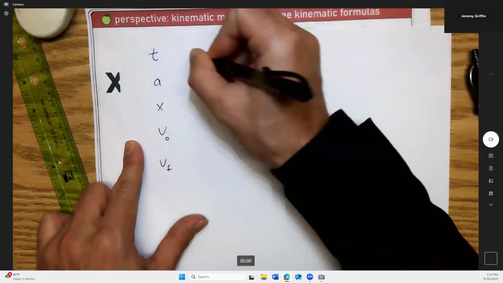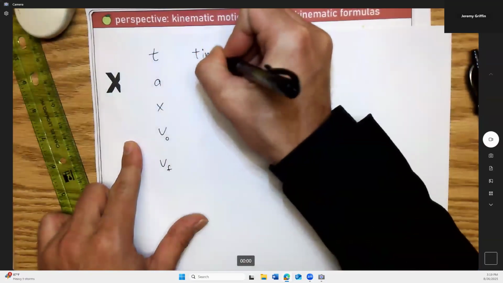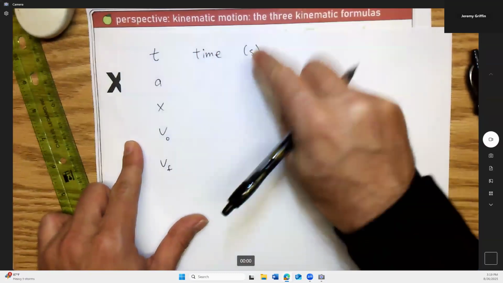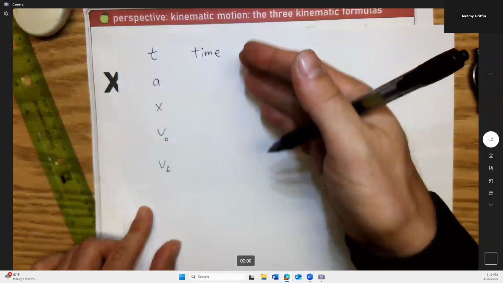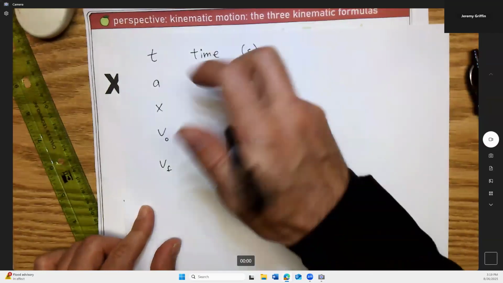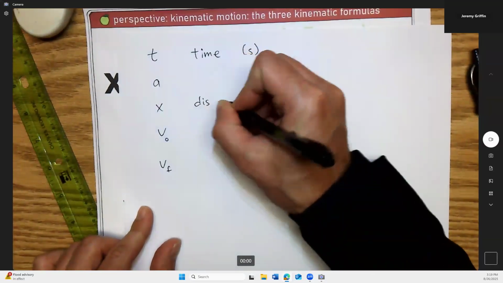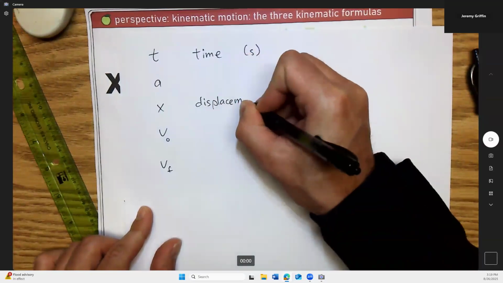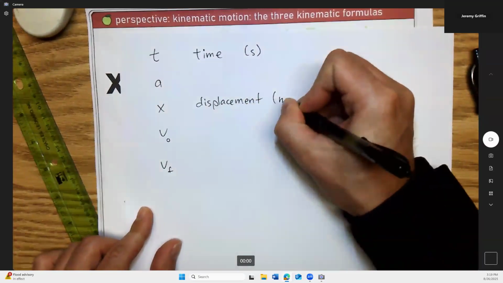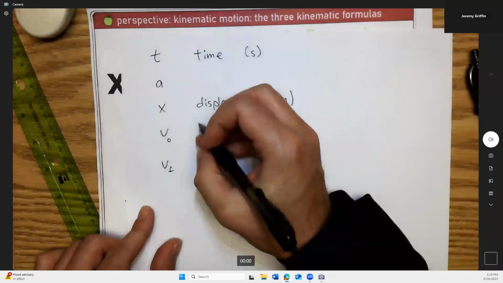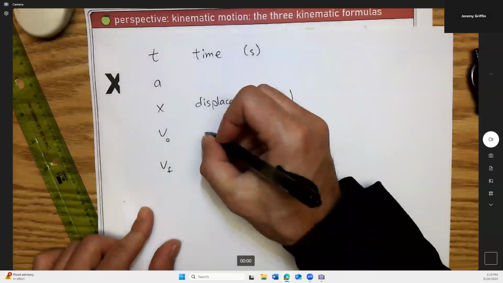So T stands for time, and time is going to be measured in seconds. You guys know units are also important in class. So variables have units. I'm going to skip this a and come back to that. X is going to stand for a displacement. How far has something moved? And that could be in meters. It could also be centimeters. Okay.